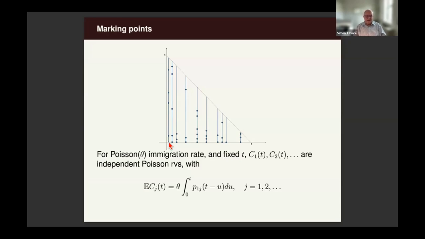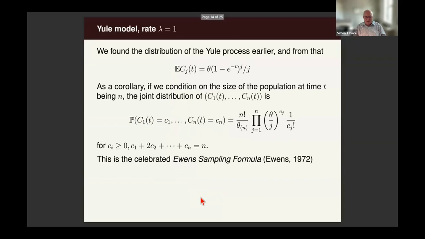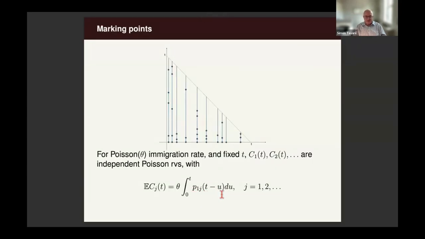In particular, as Sam and Jim showed, the expected value of Cj of t is theta times this integral. And that's why I put the little integral in the Yule formula before, because we're going to use it here to work out what this gives us.